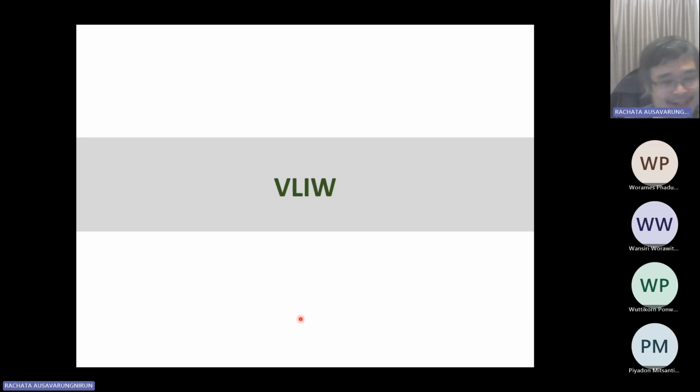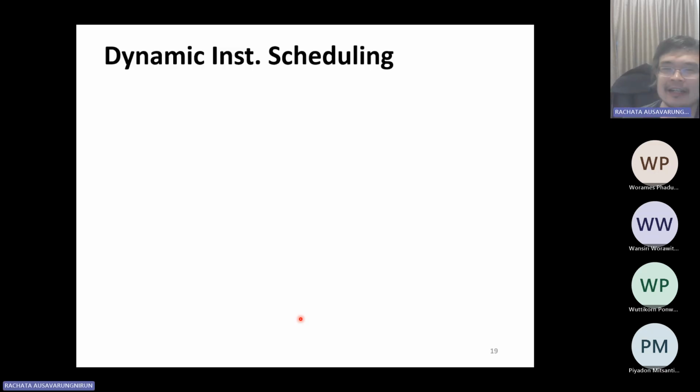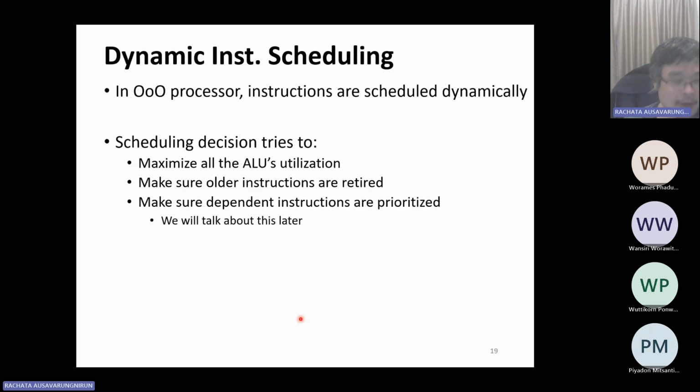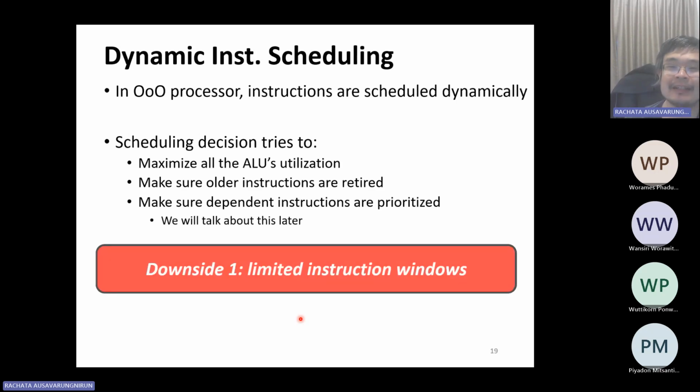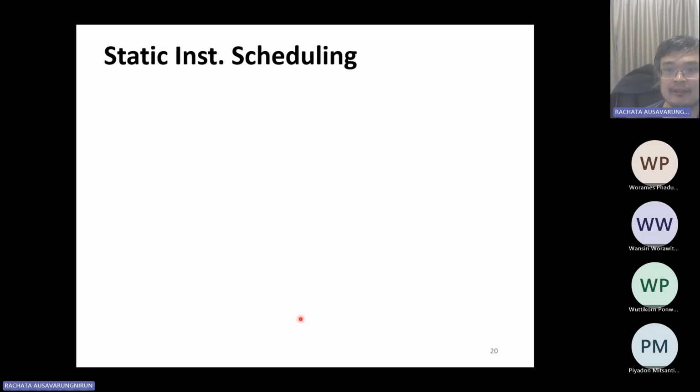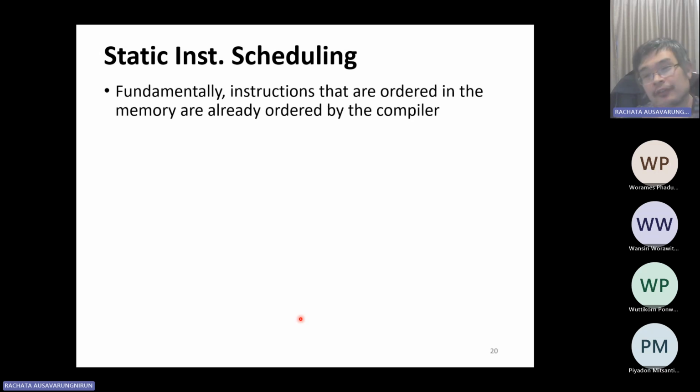Here comes VLIW. The assumption here is that compilers are awesome, right? So a quick assumption about VLIW: we would rely on the compiler to do more things. So far we learned about dynamic instruction scheduling. In out-of-order, the hardware tries to maximize everything on its own, right? The downside is you have limited instruction windows and complex scheduling logic, because the hardware becomes a scheduler. Another idea is static instruction scheduling, because fundamentally, instructions ordered in memory are already ordered by a compiler.